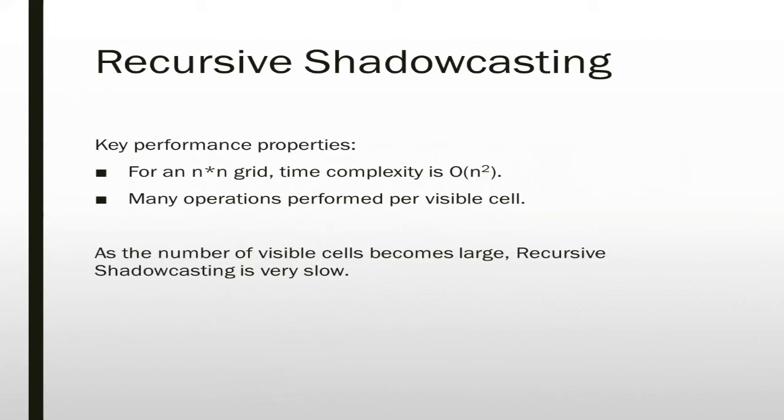Recursive shadowcasting has a time complexity of O of n squared, as its performance depends on the number of visible cells, which scales quadratically with the size of the field of vision grid. Importantly, recursive shadowcasting also does many operations per visible cell. It must calculate grid coordinates, check whether the cell is vision blocking, possibly cast rays, and assign visibility statuses. This means that the number of operations that scale quadratically may be very large, and so shadowcasting will be quite slow at high grid sizes.